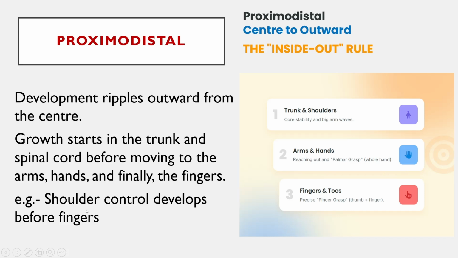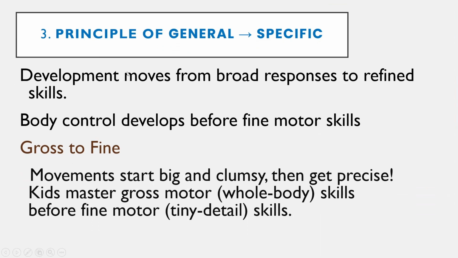For example, shoulder control develops before fingers. So here are examples: trunk and shoulders, core stability and big arm waves occur. Then arms and hands move, reaching out and palmar grasp of the whole hand, and after hand, fingers and toes. We can do precise things with the thumb and fingers.